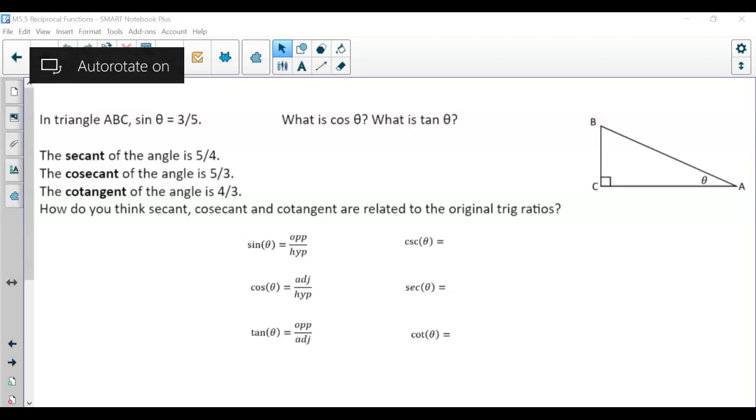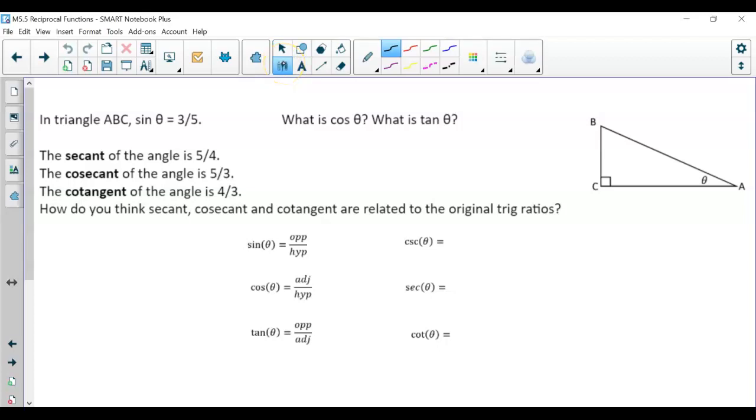In this lesson, we are going to introduce the idea of the reciprocal functions for our trig ratios. Before we do that, to introduce, we're going to use this ABC triangle here and sine of theta. So this is our reference angle here. Sine again is opposite over hypotenuse. So opposite is 3. That means the hypotenuse is 5.